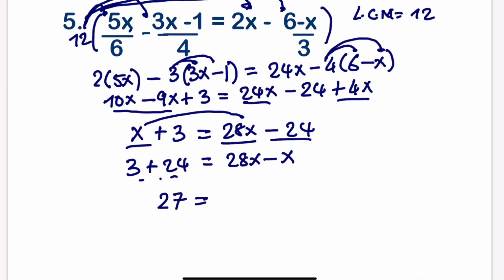So if we add this together, we are going to have 27 should be equal to 27x. This implies x will be equal to 27 divided by 27. x is equal to 1.